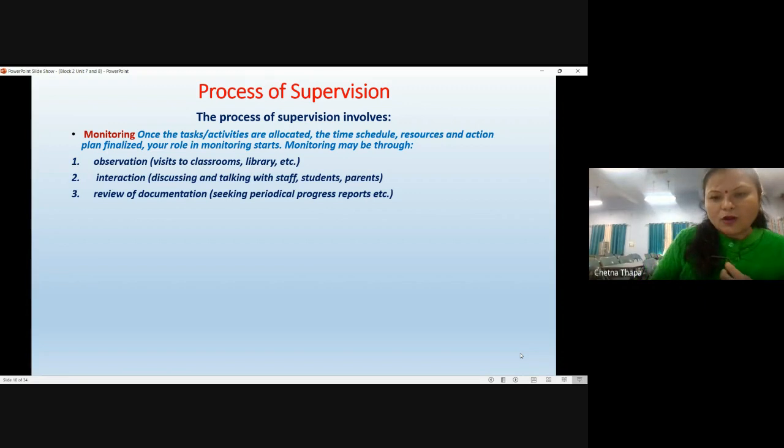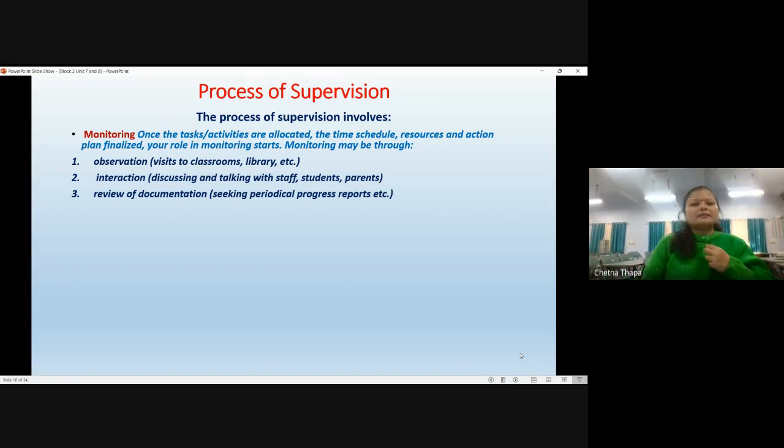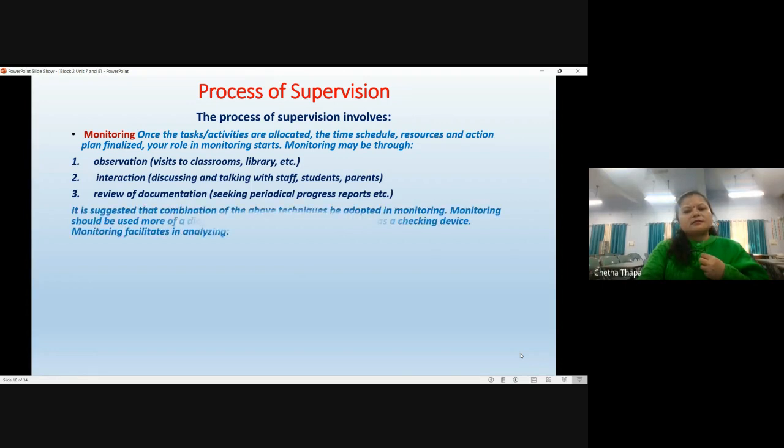Next, you can review the documentation. You have the periodical progress cards, and you can review those documents. You can have a word with the staff members about the documents which are presented before you, and you can review them. And you should always use a combination of the above techniques. You should not focus only on the observation or the interaction or the review, but they should have a combination of all the techniques.